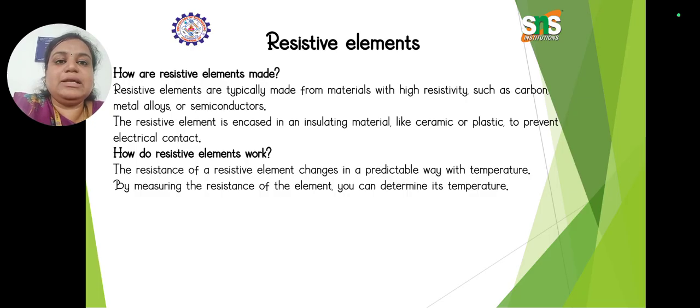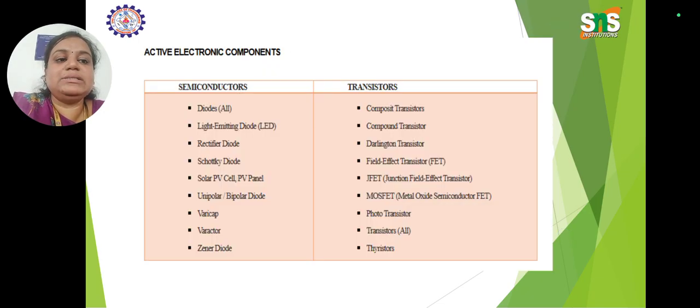How are resistive elements made? They are typically made from materials with high resistivity, such as carbon, metal alloys or semiconductors. These resistive elements are encased in an insulating material like ceramic or plastic to prevent electrical contact. How does a resistive element work? It changes its resistance in a predictable way with temperature. By measuring the resistance of the element, you can determine its temperature.